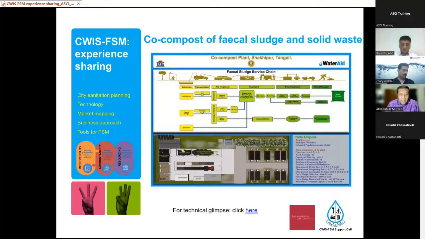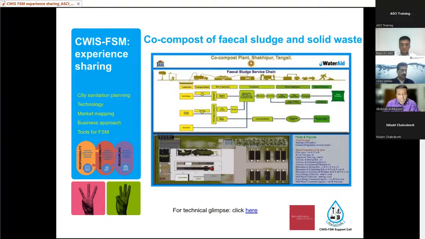So these are the things we actually started in 2004, even when FSM was not so prominent, and CWIS, I don't think so. At that time it was there. But I converted all these things through the lens of CWIS, because now CWIS has been evolving, and now this approach, we need to take it forward to reach our SDG 6.2 goal.